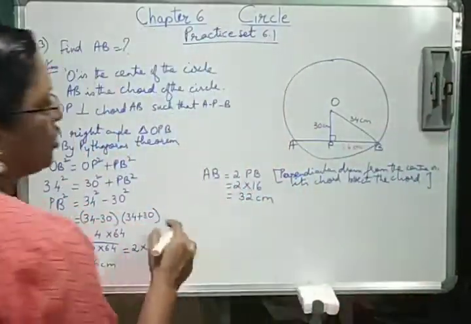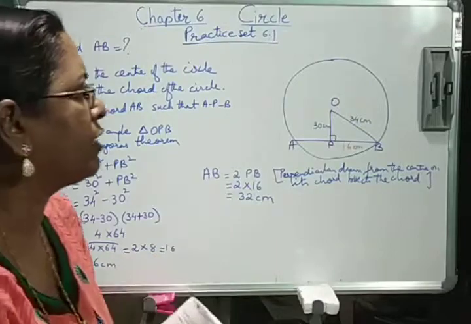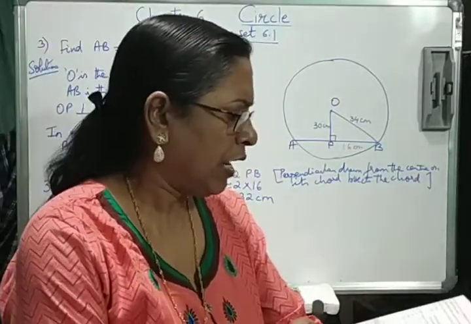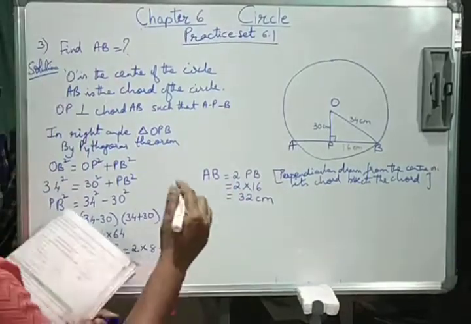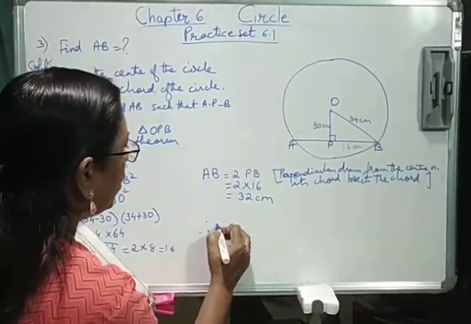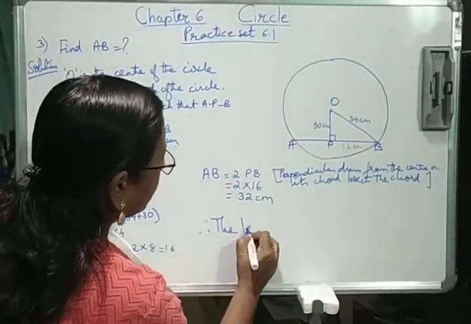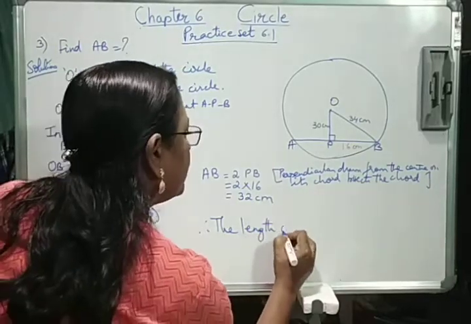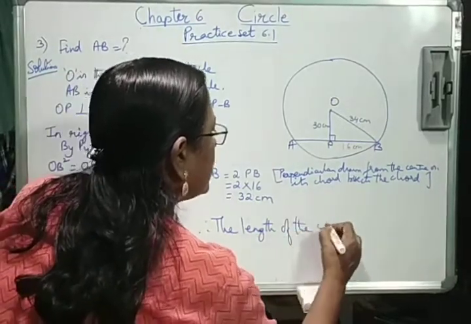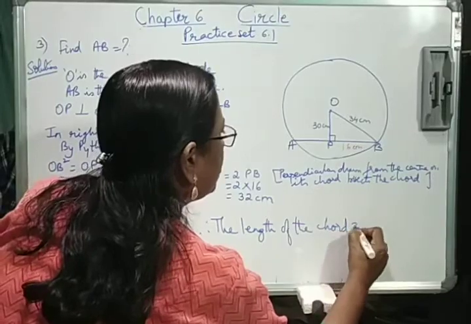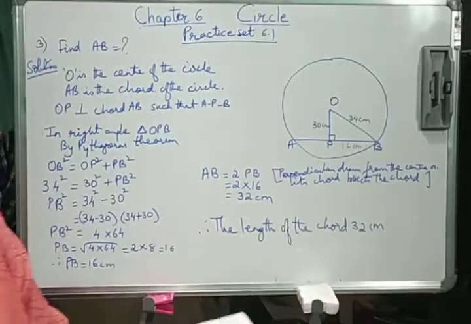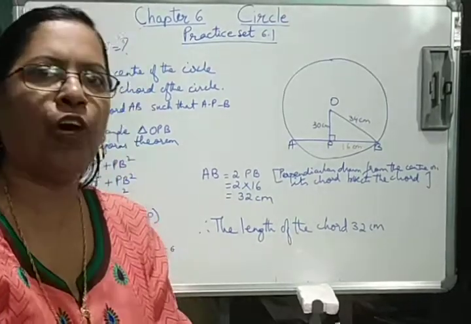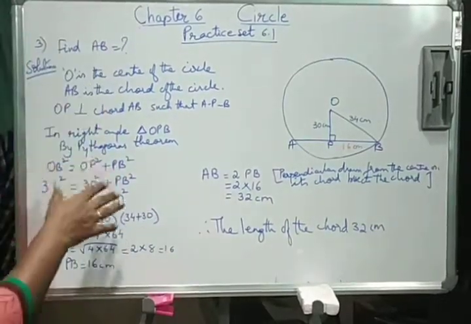I hope you have understood this. So now the final statement is find the length of the chord. Therefore, the length of the chord is equal to 32 centimeter. So this is your third sum. I hope you have understood now how to do this sum.